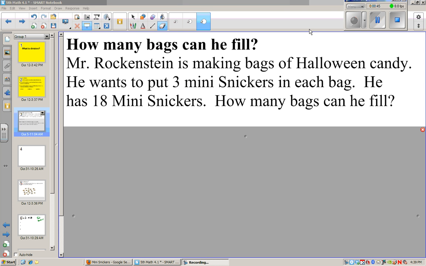All right, so to start off, I want to do a problem with you. And the problem is right here. It starts with how many bags can he fill? So Mr. Rockenstein is making bags of Halloween candy. He wants to put 3 mini Snickers in each bag. He has 18 mini Snickers. How many bags can he fill?